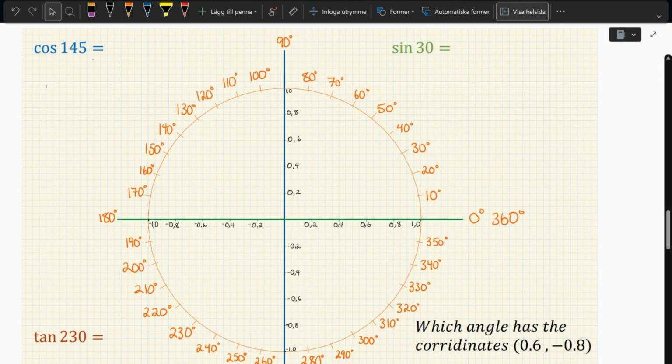So now we're taking a look at this scary looking circle. This is actually called a unit circle, or på svenska vi säger en enhetscirkel. And we have to imagine that we have a circle with a radius of 1.